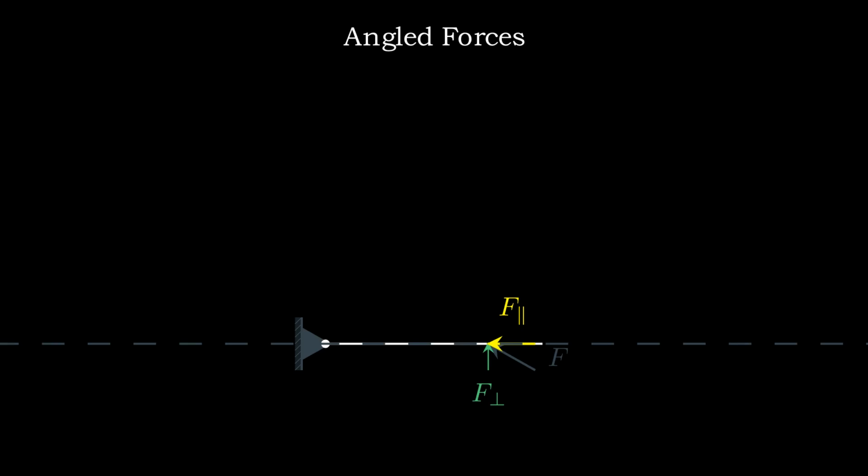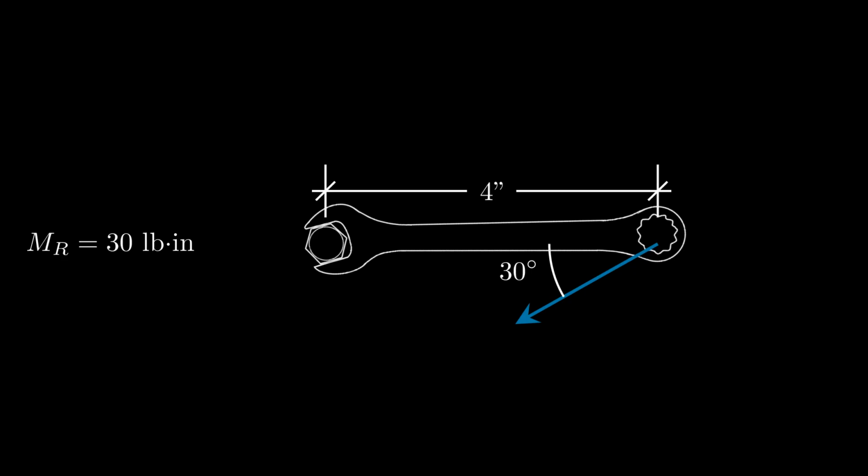Let's jump into an example problem so you can see these ideas in practice. Say you're a mechanic working on a car. You need to loosen a bolt in the cramped engine compartment. Because of space restrictions, you can only get a 4-inch long wrench on the bolt, and from where you're working, you have to pull at an angle of 30 degrees down from the wrench. To loosen the bolt, you need a moment or torque of 30 pound-inches. If you pull with 20 pounds of force on the end of the wrench, will you loosen the bolt? If not, what needs to change?